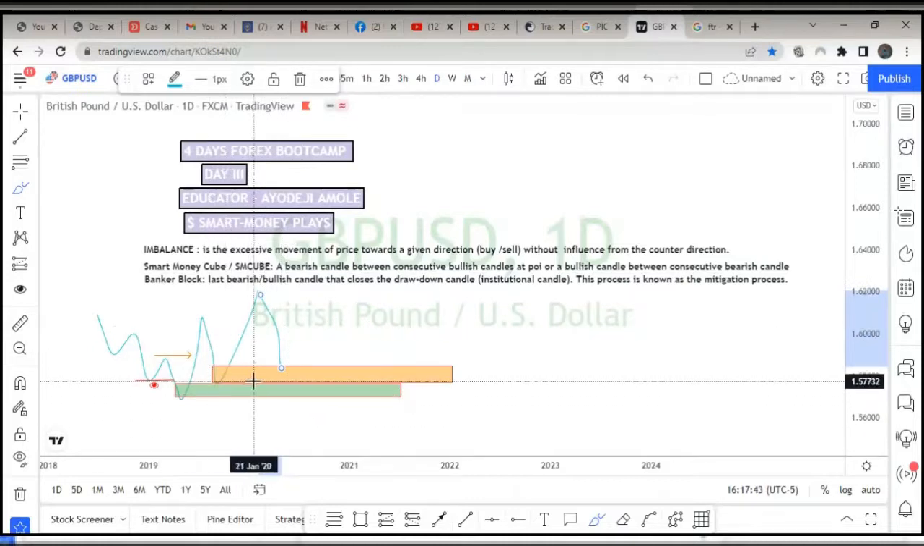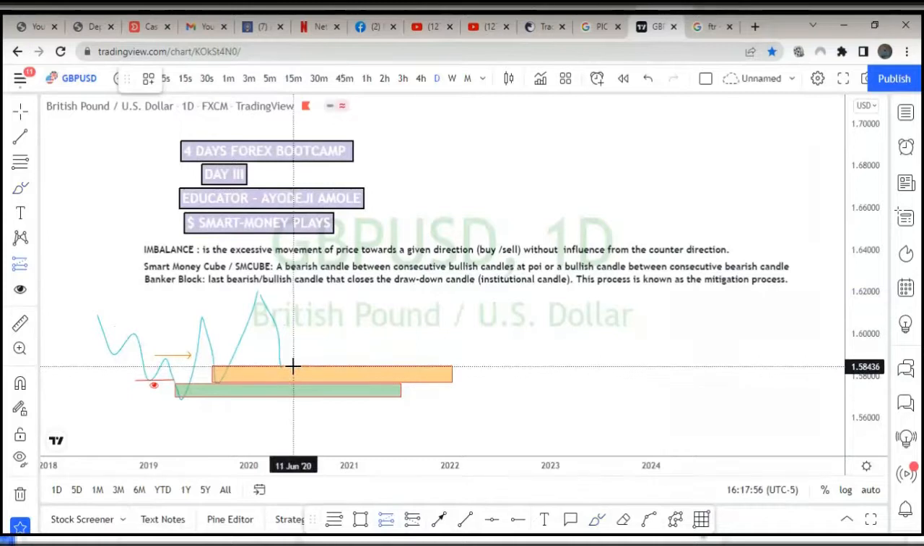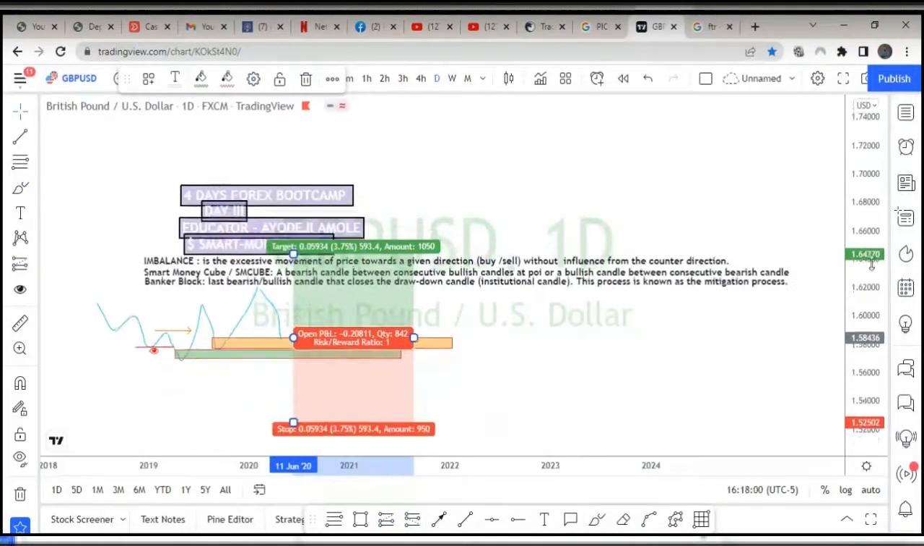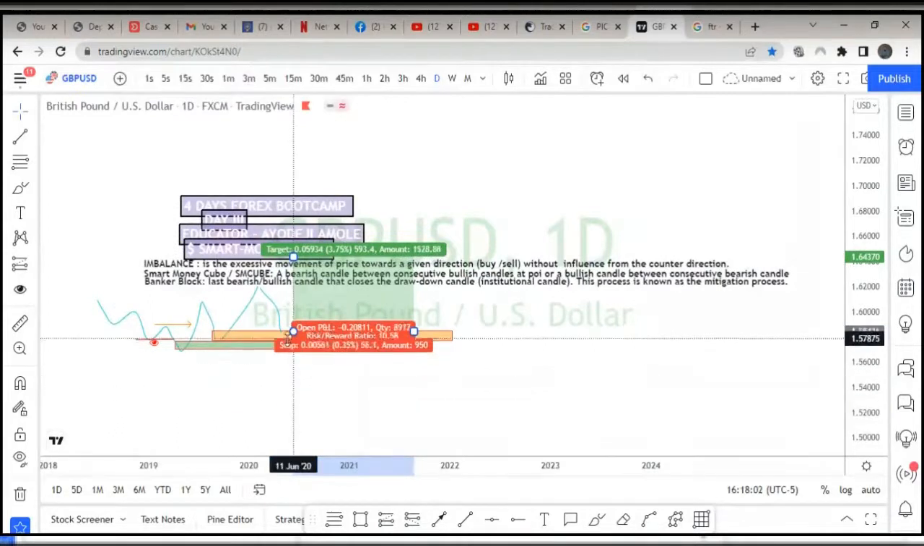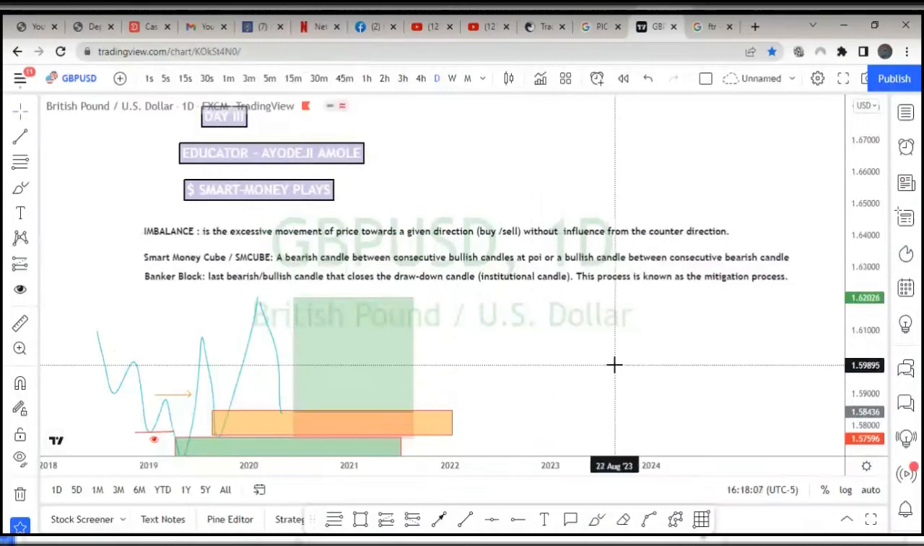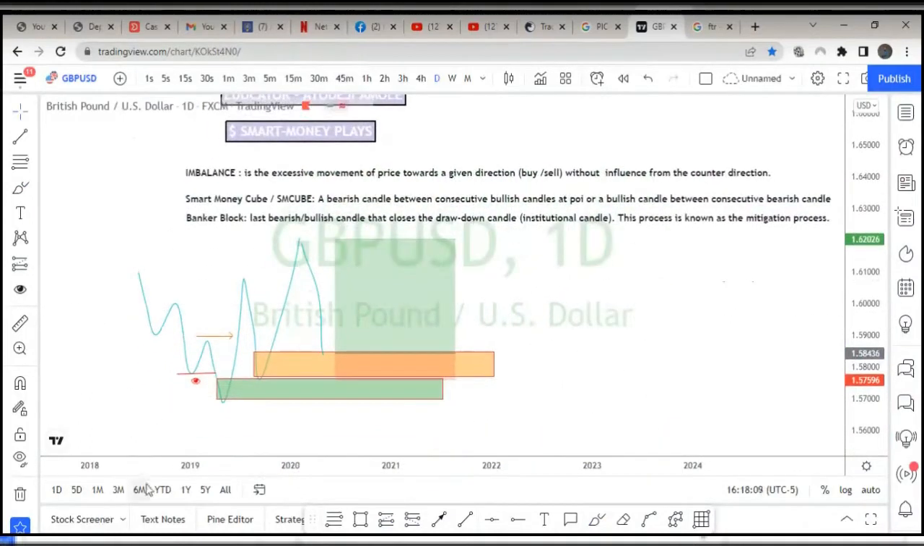So the banker block comes to form, market creates another high, then comes back to that banker block. So we expect our entry now to be somewhere here. Stop loss below that range. And then you drive markets to the new high. Am I communicating now?